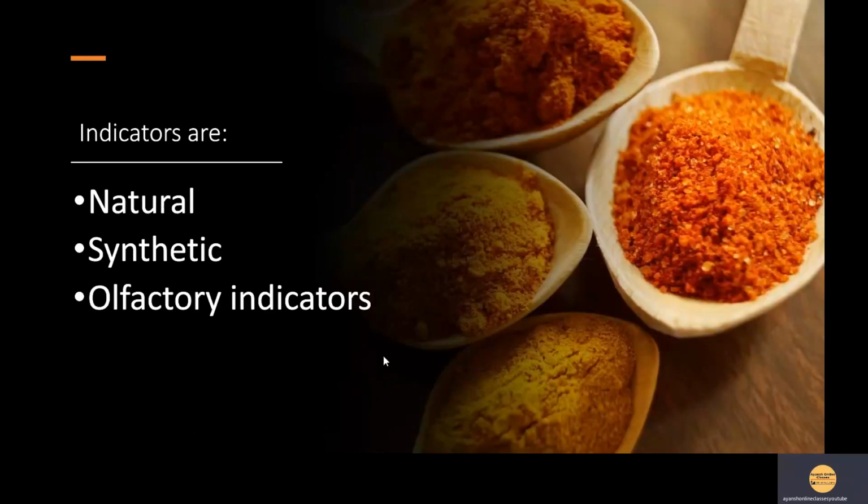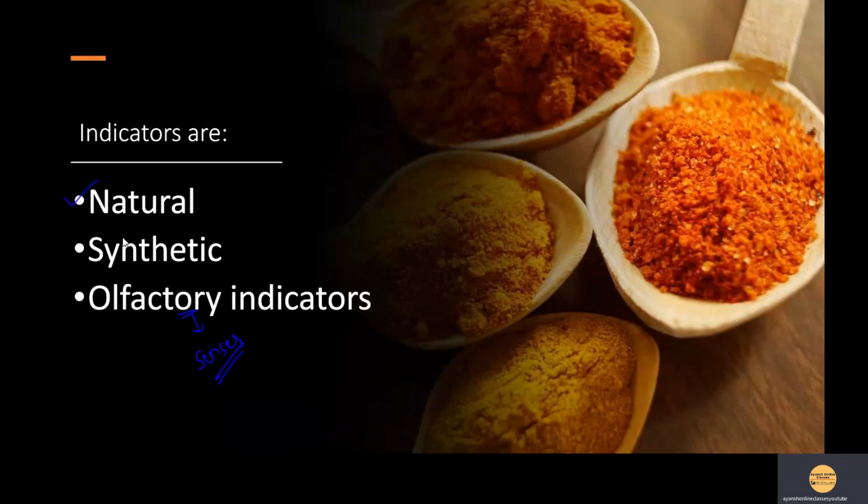Now the first classification is natural indicators, that is, those which have their existence in nature freely. Those are produced naturally. The next one is synthetic indicators, and the last one is olfactory indicators. Now olfactory, when we hear it, is related to our senses somehow. Now let's first start with the natural indicators.